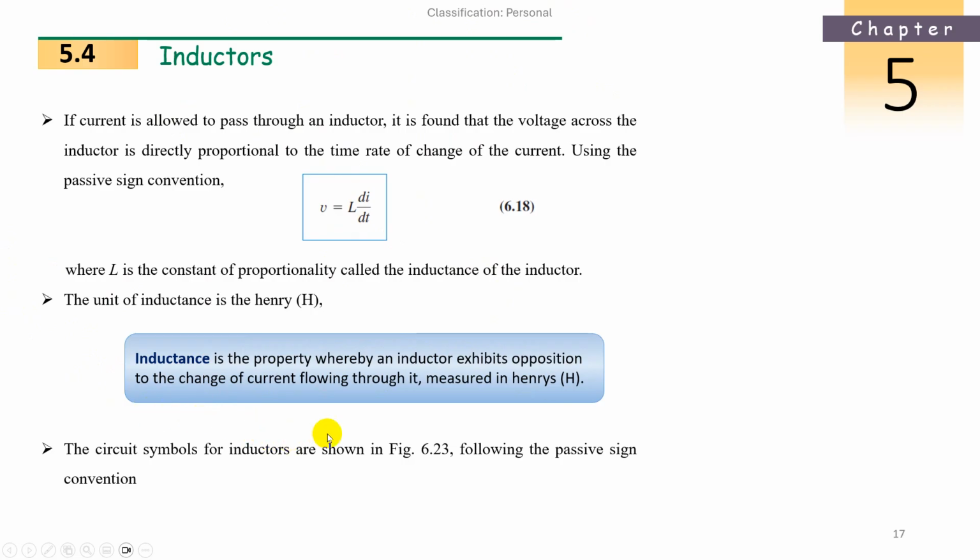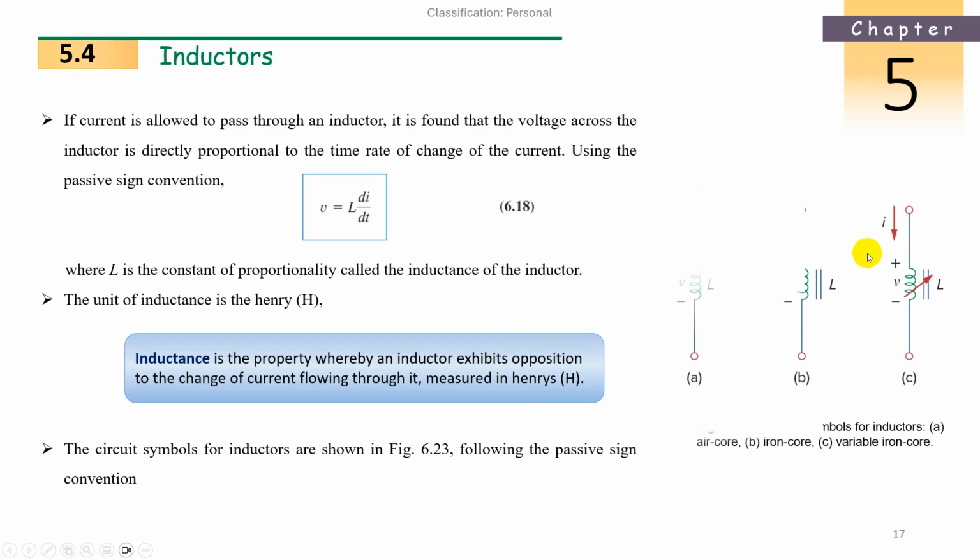So the circuit symbols for the inductor are shown in the figure, following the passive sign convention. Check here, there are three different types of circuit symbols. The first one is a coil, shown here. Plus minus is the convention, and current entering through the plus means it is a positive value, meaning it is charging, with the voltage across it. The other symbols follow the same convention: current entering at plus means the inductor is charging.